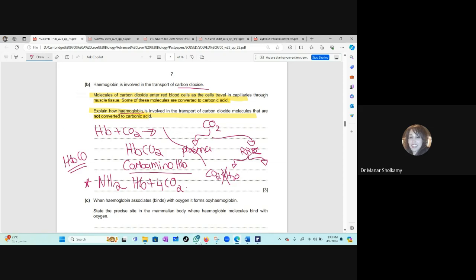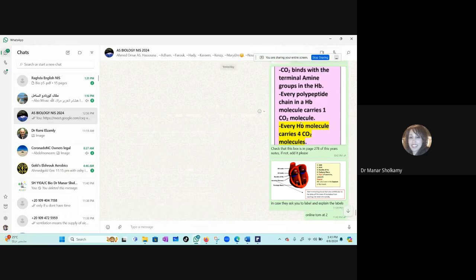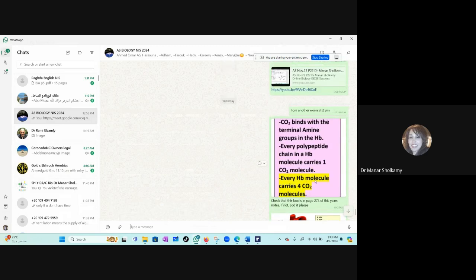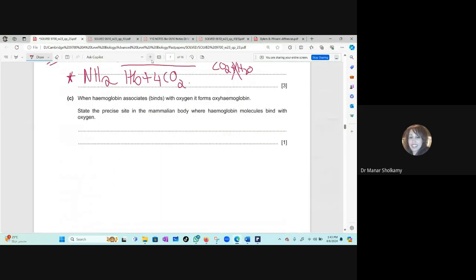Now, when I sent you on WhatsApp and asked you if you have this, where is this? I found it actually in your notes. Every hemoglobin molecule carries 4 carbon dioxide molecules and it binds with the terminal amine group. So I definitely said it in class quickly, because everything in your notes is in the PowerPoint. That's why I tell you again, focus on the details, because they can leave the big picture and focus on the small things.